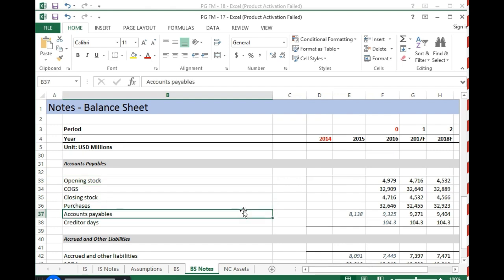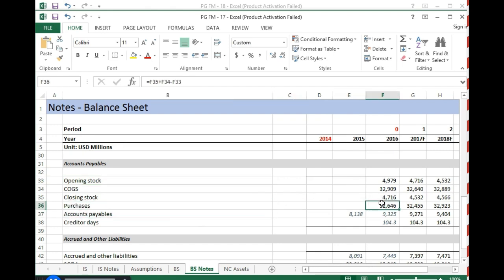So if I have to calculate purchases, how do I calculate purchases? Purchases are simply opening stock plus cost of goods sold minus closing stock, right? So if you have purchased something, either that would become a part of stock or that would be used, that would be bought and sold.